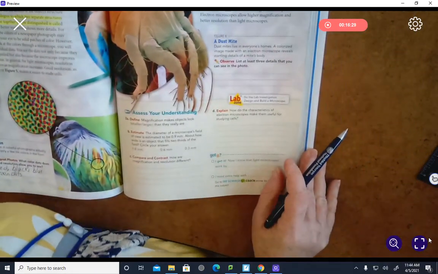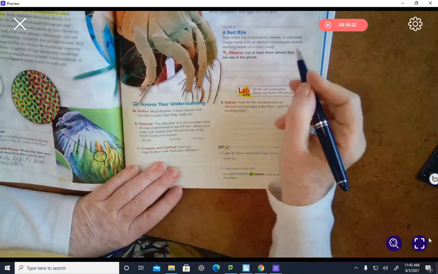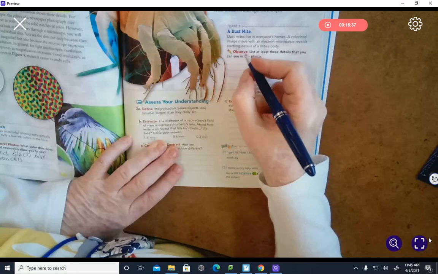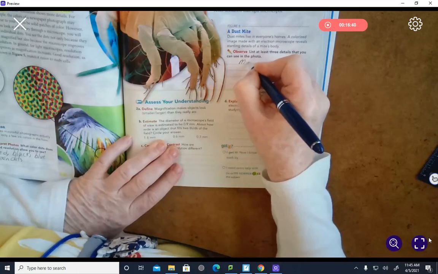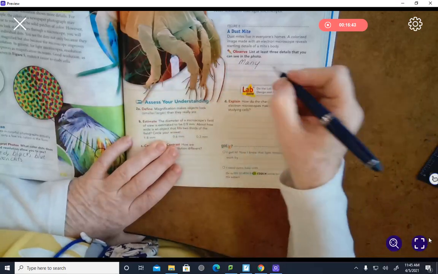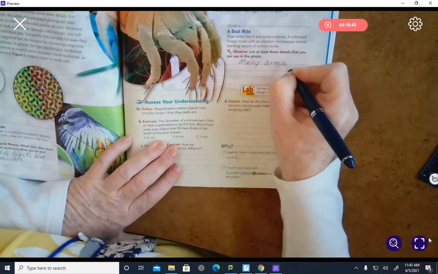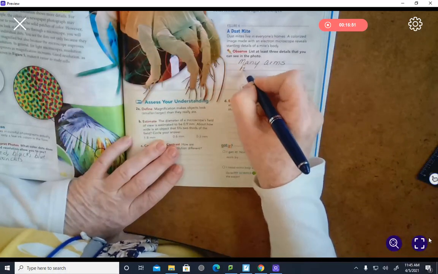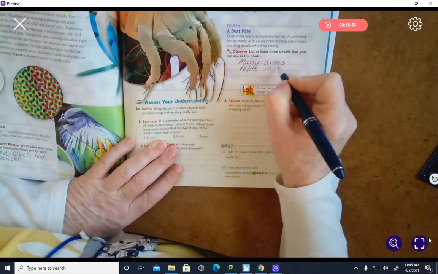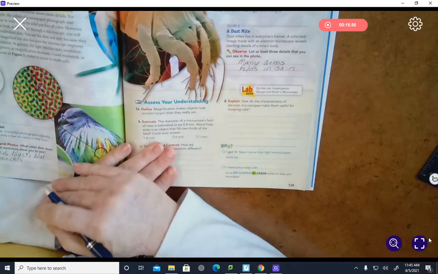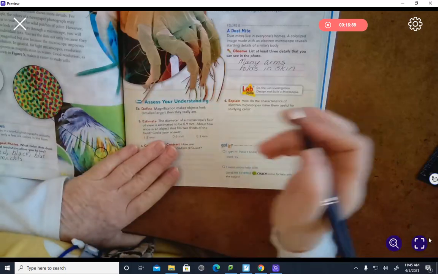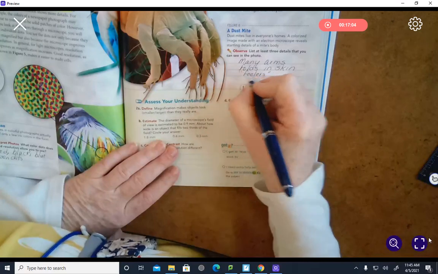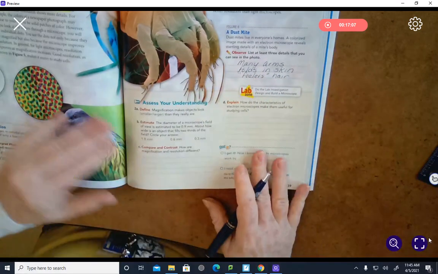Okay, so this asks you to list 3 details that you can see in the photo. I would just think it has many, I don't know what you want to call them, many arms. These look like it has folds in the skin, and maybe it has feelers. I don't know what you would want to call those, maybe hair-like on the end of the arms.